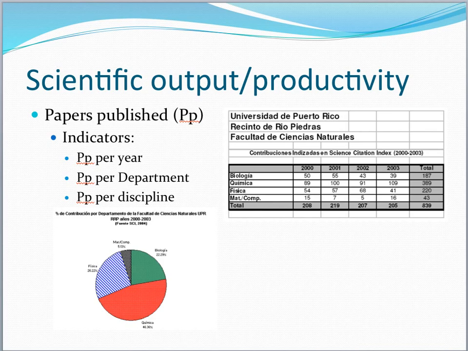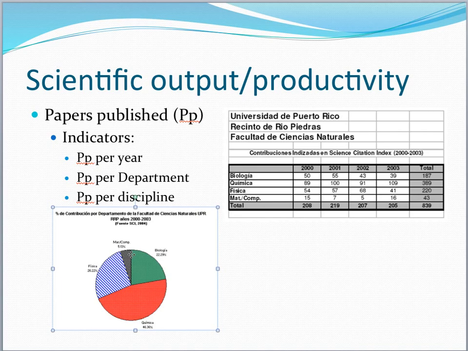In the first one here in this table, what we have is papers published by the Natural Science College at the University of Puerto Rico, and we can see the publications by year and by department. So, for example, biology is the first one, had 50 papers published in 2000, 55 in 2001, 43 in 2002, 39 in 2003, and so on. Then we have chemistry, physics, and math. And the total production from 2000 to 2003 is here: 839 papers were published by the Natural Science College of the University of Puerto Rico.